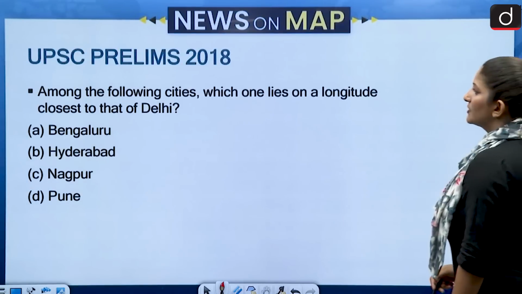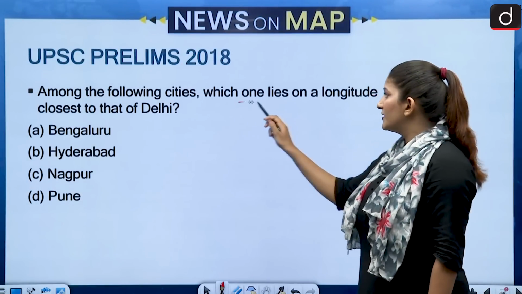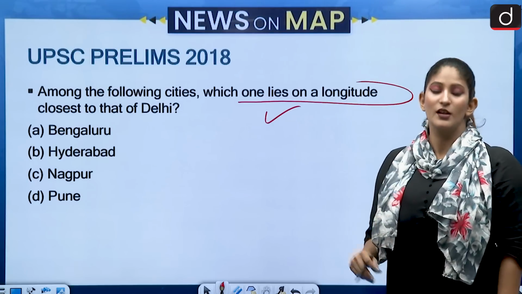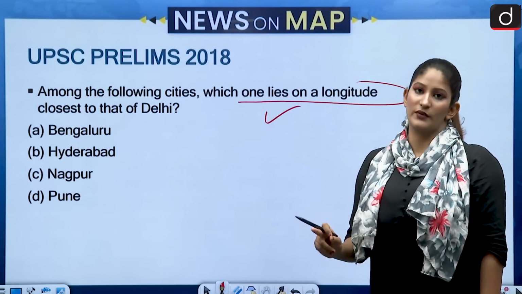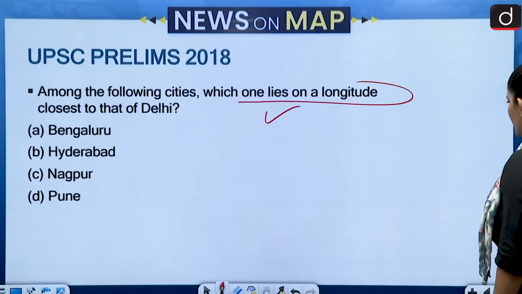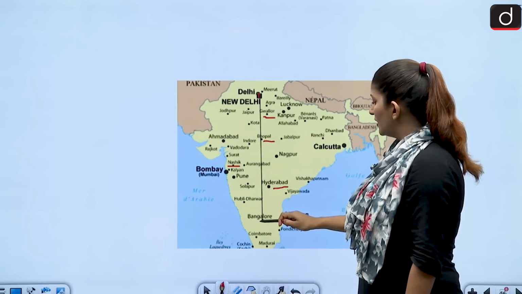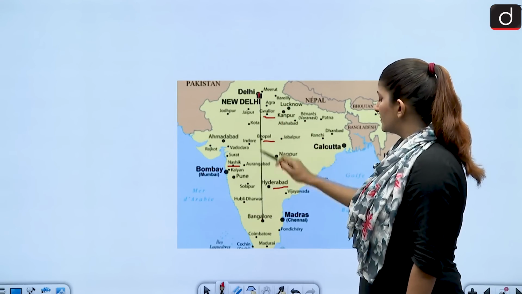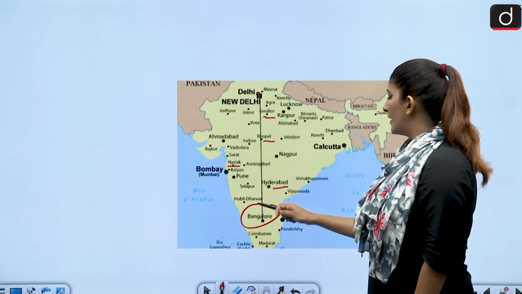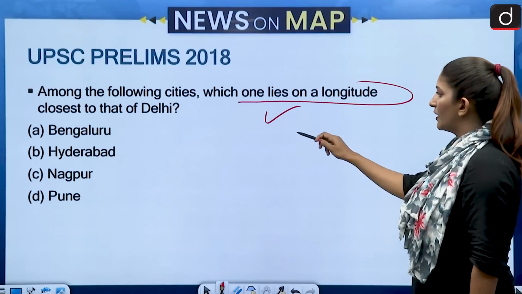Moving on, this is a prelims question of 2018 UPSC. Among the following cities, which one lies on a longitude closest to that of Delhi? Not close to Delhi, but the longitude of Delhi. Okay, Bengaluru, Hyderabad, Nagpur, and Pune are our options. So we draw a line joining the longitude of these particular cities. Okay, the correct answer would be Bangalore or Bengaluru actually. The correct answer is option A over here.